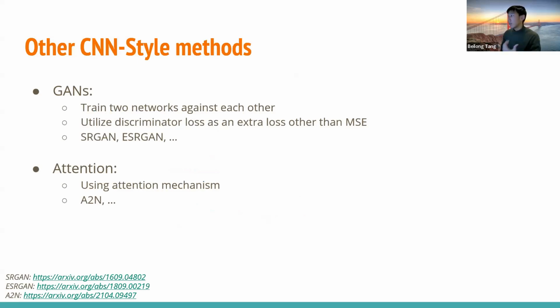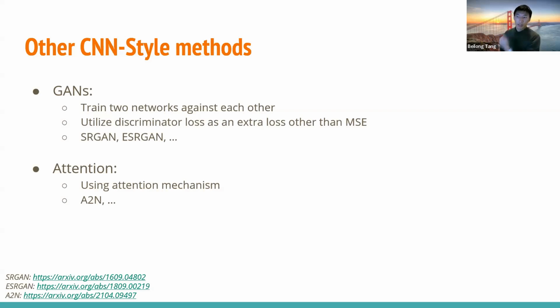And lastly, I'm going to briefly introduce some other CNN-style methods, because CNN is not so widely used now as there are better structures. The first one is the GANs, also called generative adversarial networks. Basically, they train two networks against each other. One network produces the upscaled image, and the other network takes the upscaled image as input and tries to see if it is generated or real, and they train against each other. I'm not going to talk about details, but the second network is the discriminator, and they actually use the discriminator loss as an actual loss, other than the MSE and SSIM loss.